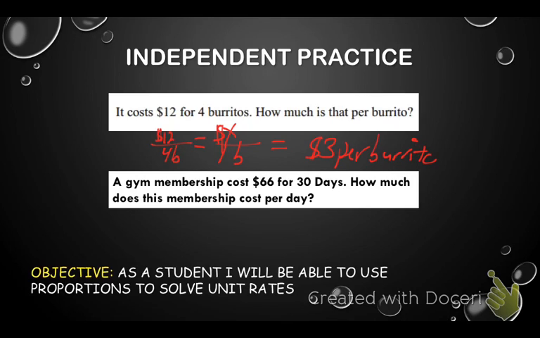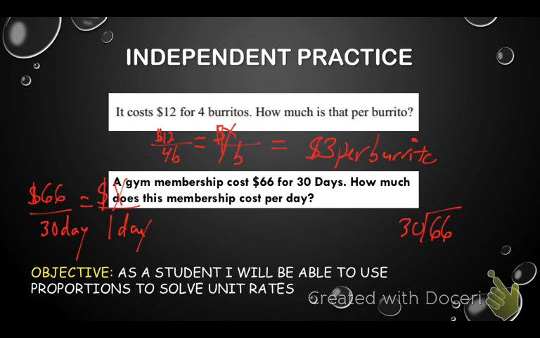A gym membership costs $66, and that goes for 30 days. And it wants to know how much this membership costs per day. That means 1 day. And we don't know how many dollars, so we're going to put an X. 66 times 1 is 66. And we're going to divide that by 30. This is going to come out to a fraction, or actually, in this case, a decimal because it's money.